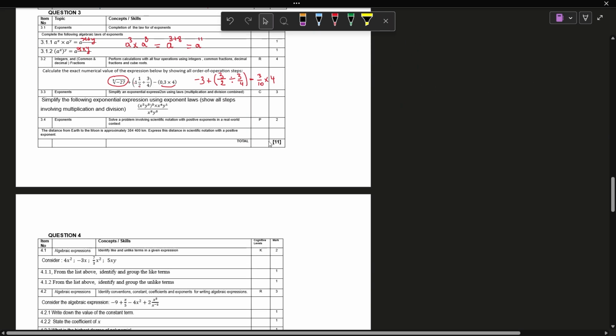Okay, so here we've got, now we've got minus 3 plus. So open bracket, this is 3 over 2 times, remember division with a fraction is to multiply the inverse. So it's 4 over 3.